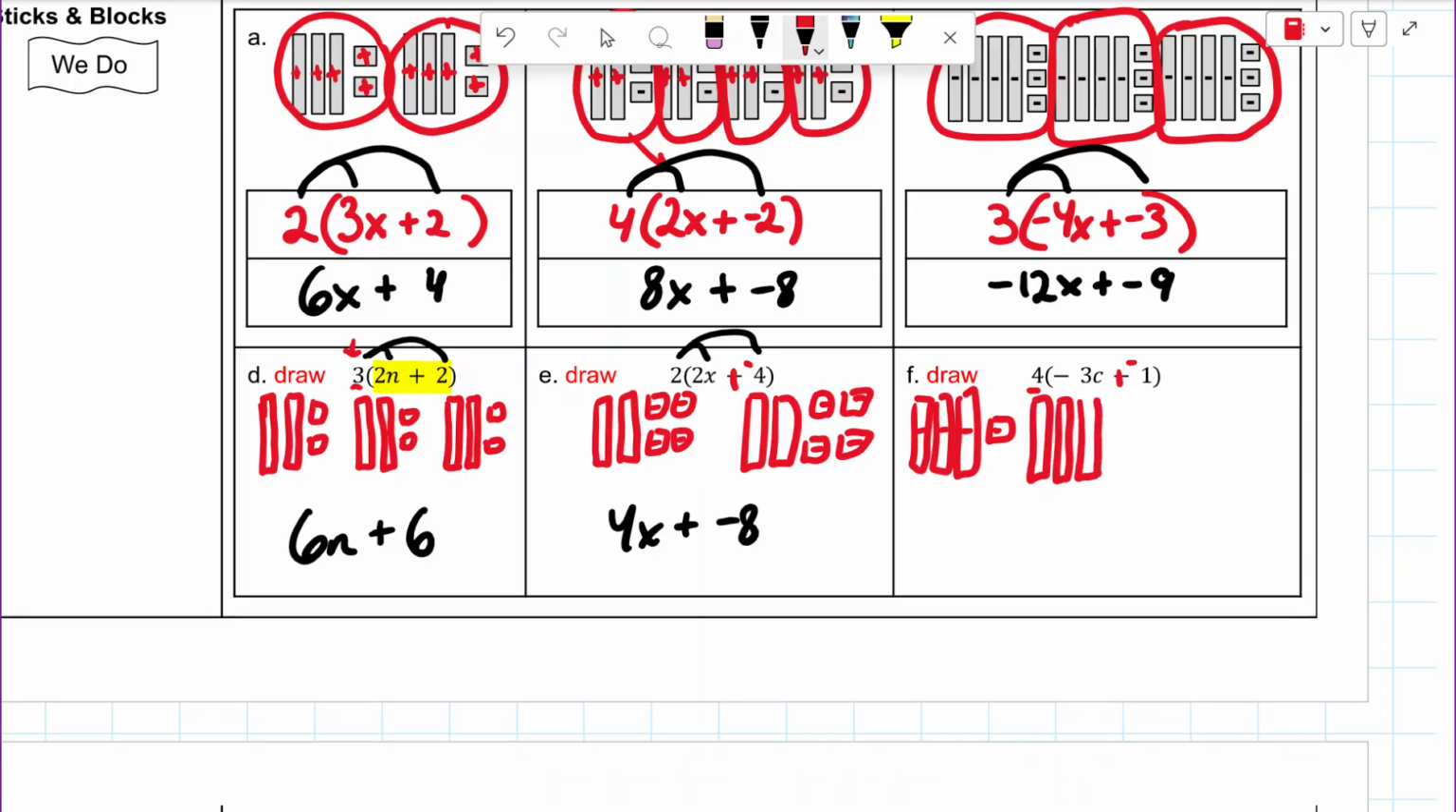Those are all negative. These are all negative. And then the last of the 4 groups. And these are all negative. All right, so according to distributive property, 4 times negative 3c was going to give us negative 12c. There are 12 sticks, and they're all negatives. And then 4 times negative 1 is going to give us negative 4. We'll bring down that plus sign. And there are exactly 4 negative units.